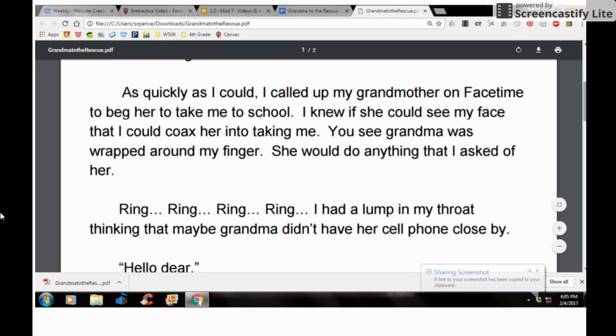Let's take a look here at the second and third paragraph. As I'm reading, I want you to think about some words that you may be familiar with.